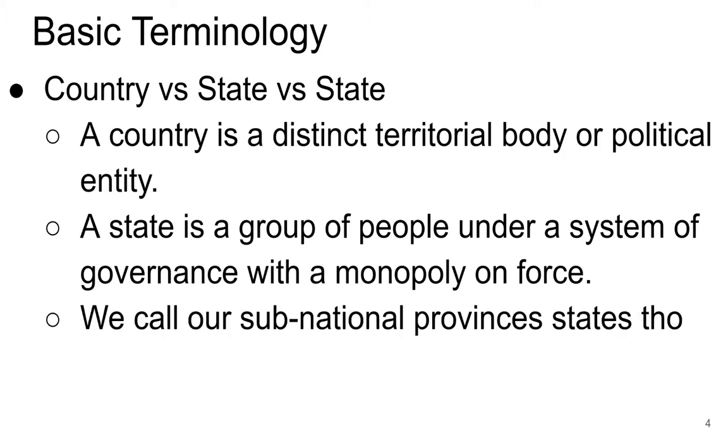We call what in other countries would be provinces, we call those states, which is probably confusing for political scientists, but what are you going to do? So the things that we call states, like California, well, it's a group of people under a system of government, but the state of California doesn't have a monopoly on force. The federal government has a monopoly on force, and it's allowing the state of California to use some of its power.